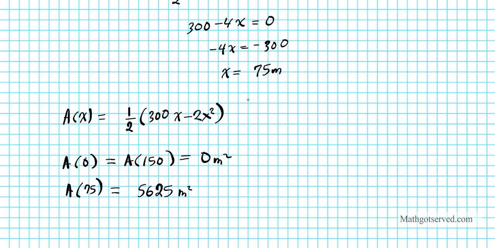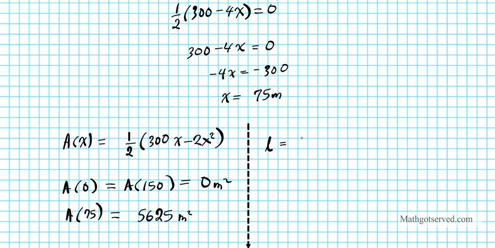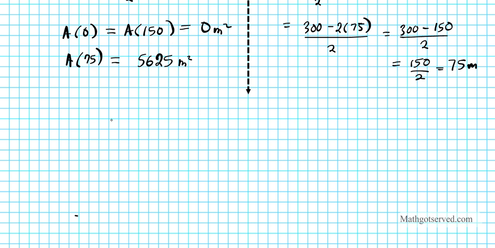So what is the length? That's the next question. What's the length going to be? We know that we had the length explicitly defined in terms of the width x as 300 minus 2x over 2. So L is 300 minus 2x over 2. Okay? So we're going to plug in 75 for x. So that's going to give us 300 minus 2 times 75 over 2. Remember, this is w, okay? Because x is w, we defined that earlier. So this becomes 300 minus 150 over 2. 300 minus 150 is 150, over 2 is 75 meters. Okay? So the length is 75 meters and the width is 75 meters. So basically we see that it's a square that encloses the maximum area, okay?